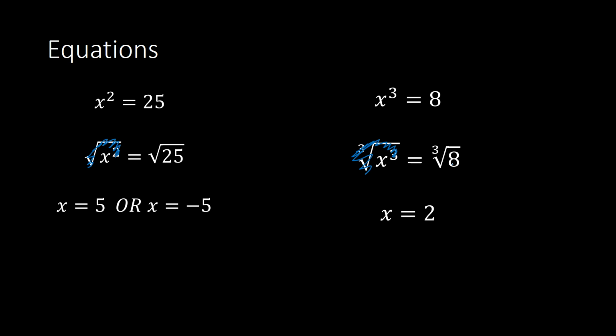Now you might be thinking, why is it not 2 or negative 2 like it was for the first example? Well, think through the difference with a cube. If it was negative 2, that means negative 2 to the third power would be 8. But it's not. If we take negative 2 times negative 2 times negative 2, that would become a negative 8. So that is why my solution is not negative 2, but only positive 2.